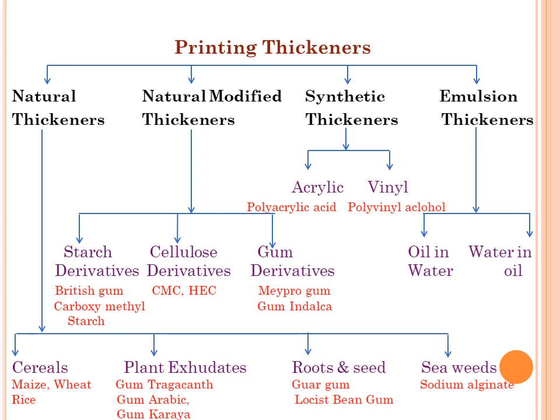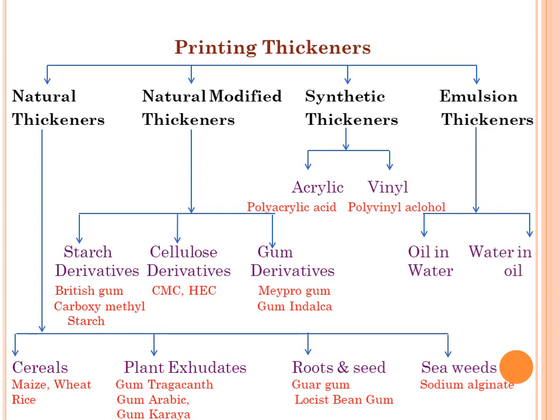Next natural source of thickener is seaweeds. The algae which grows on the surface of seawater is used as thickener for printing. The examples are sodium alginate, and calcium alginate is also there. These are used as thickener in case of printing. Especially with reactive dyes we can make use of sodium alginate thickener.